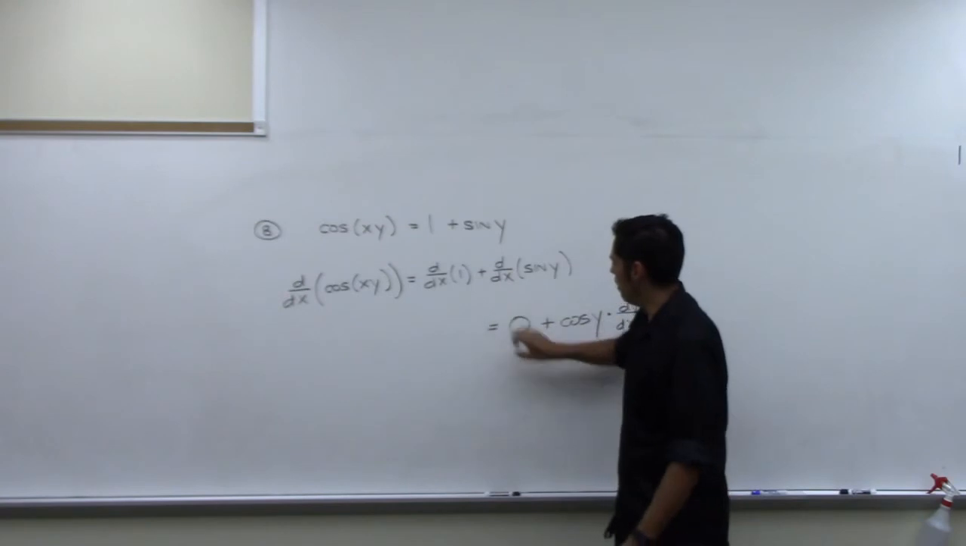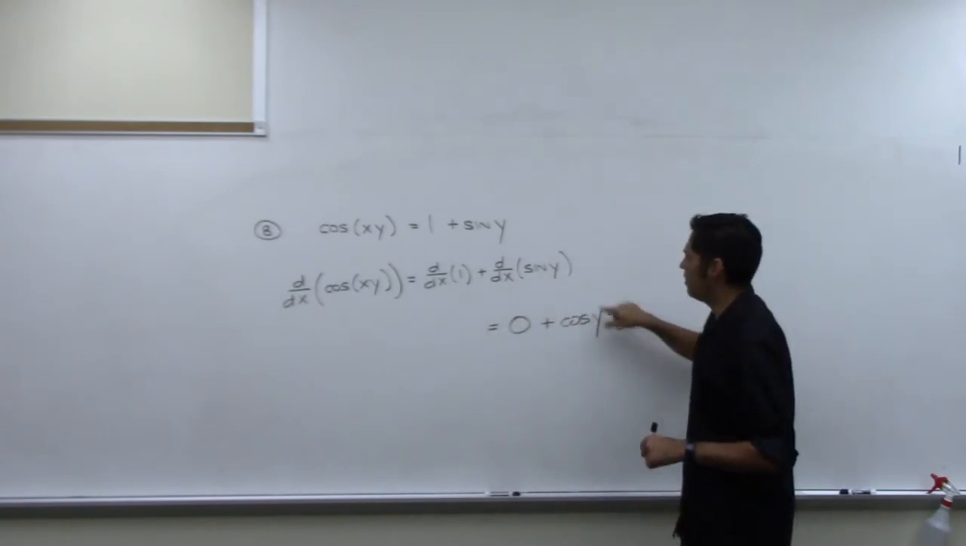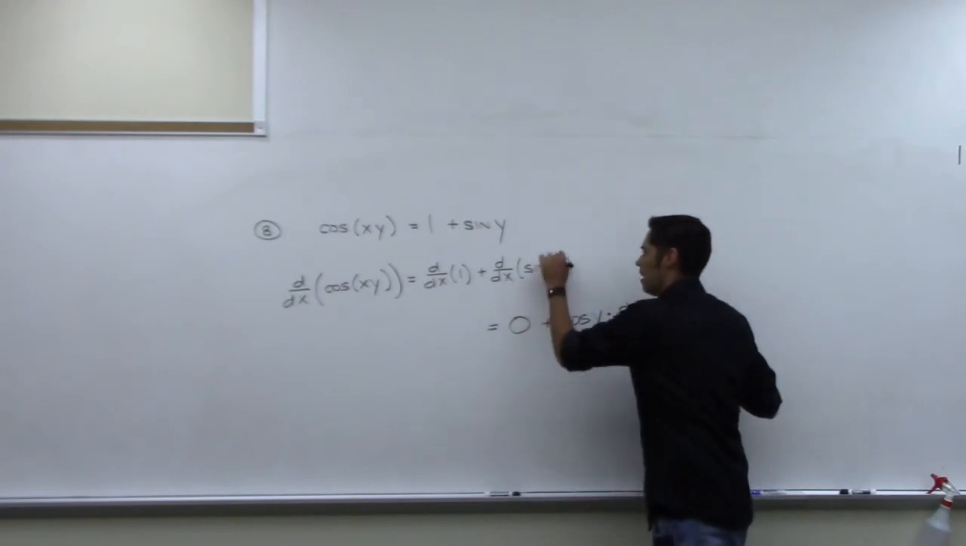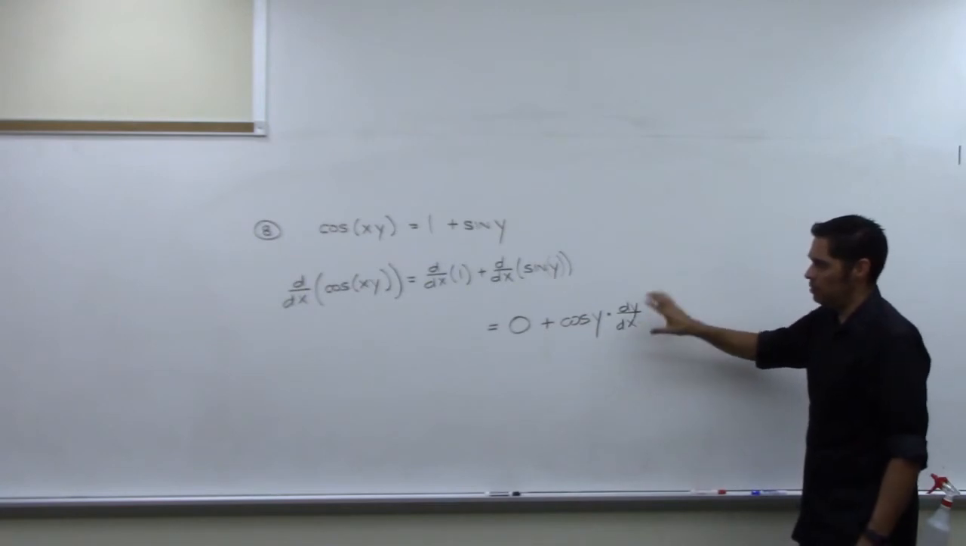So you see how that works. Derivative of a constant, 0. Derivative of sine of something is cosine of that something times the derivative of what's inside. What's inside is y. The derivative of y with respect to x is dy dx. So that's your right side.